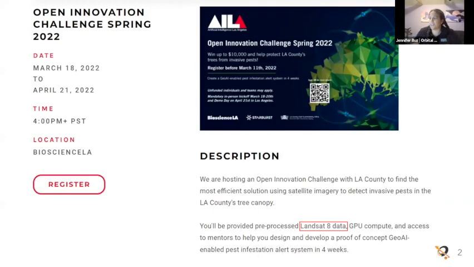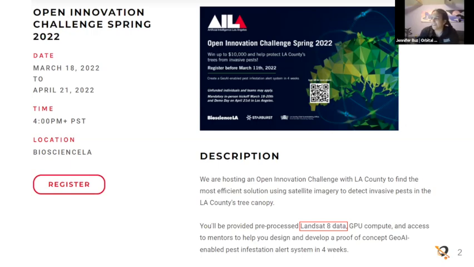And as was mentioned at the beginning, I saw that AILA is having this innovation challenge. And of course, this is a timely event tonight. It's for $10,000 to help protect LA County trees from invasive pests.